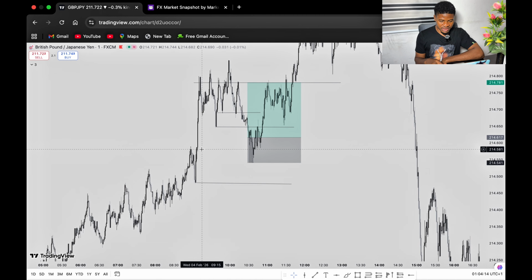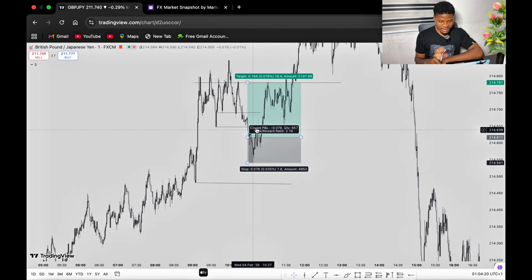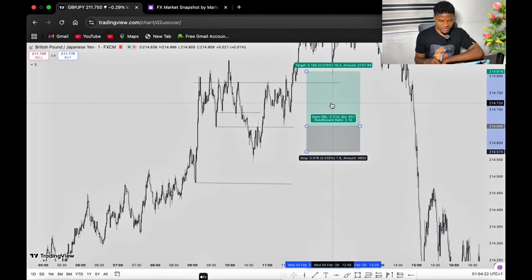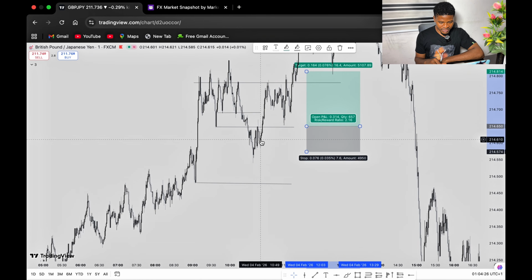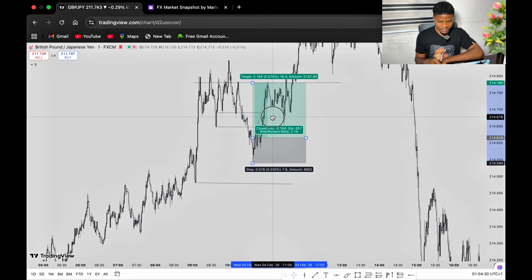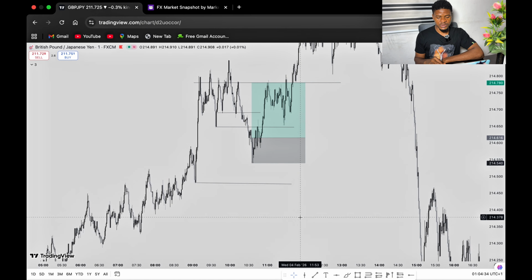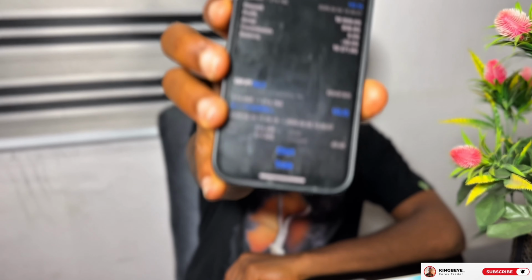I entered this trade, I entered long, and as you can see, the market did change character. The market did change character here. Then it pulled back and pushed up, and I got this trade, right? It's a very, very nice move. Let me show you. So this is the trade.